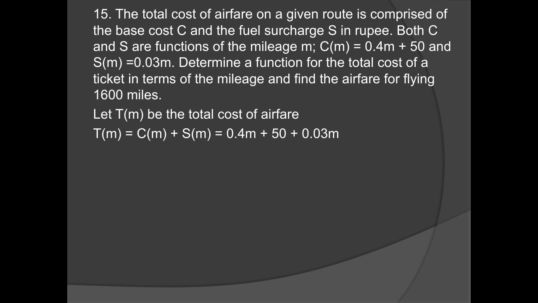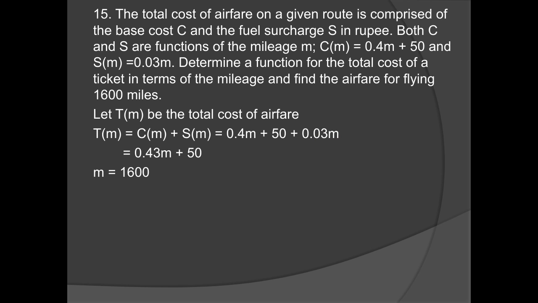So it is given that total cost is nothing but base cost and the surcharges, I mean the fuel surcharges. So what is the base cost? This is the function, so it is written, and for S of M it is given. So when you add these two values, I have got 0.43M plus 50. So this is the function for the total cost of the ticket.